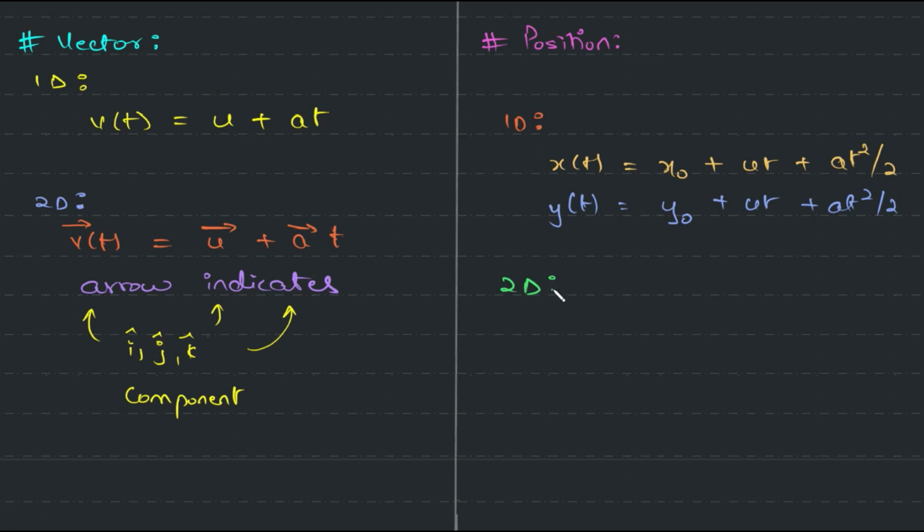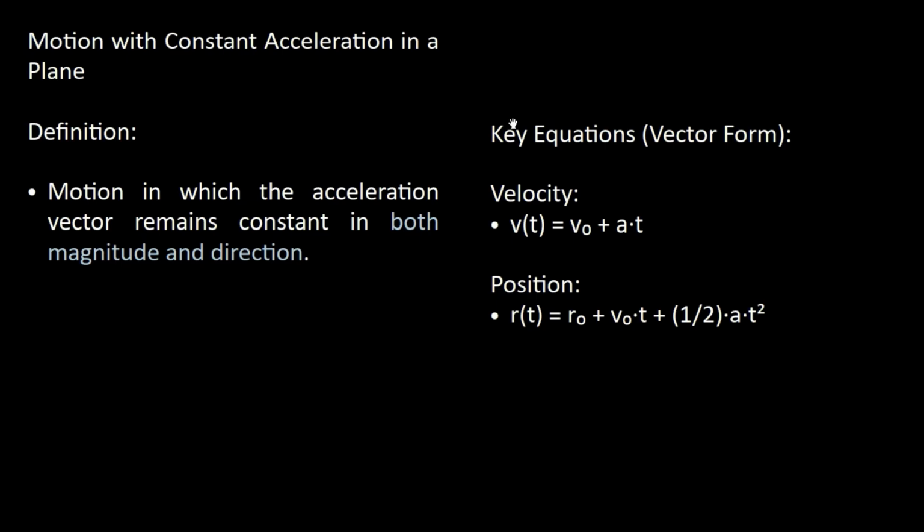But when it comes to two dimensions, our representation changes a bit. Instead of x and y, we represent using r. So r of t is equal to r naught in vector form plus u in vector form, or we can write it as v naught, left to you guys, plus a in vector form t square by 2. So basically, two-dimension will be a combination of these two. Or if it's three-dimension, then it will be a combination of x, y, and z. That's it. So all of this is in general.